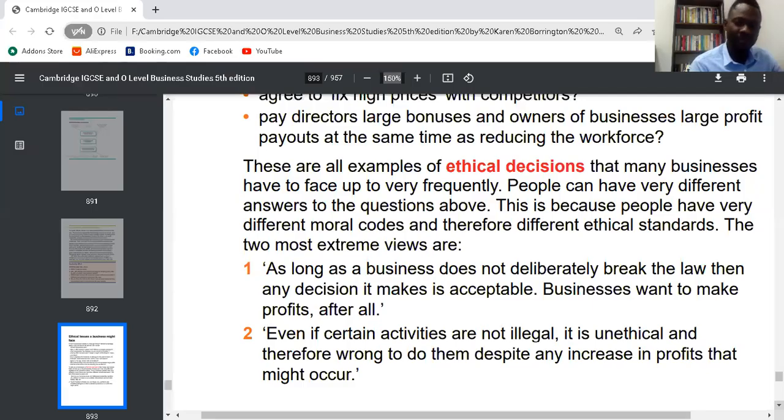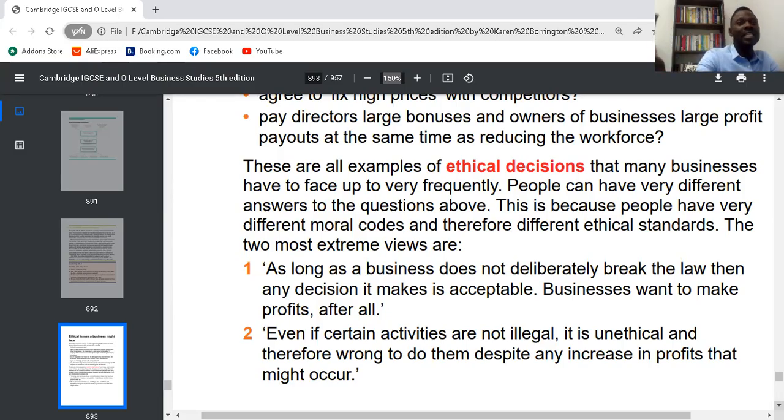Do you get the second point here? It's about making profits. Businesses are made because they want to make profit. But if you are making profit, it shouldn't be to the detriment of stakeholders. That is what they are saying here. If you are putting it at the detriment of stakeholders, it is unethical. That means that if it is not illegal, it doesn't always mean it's ethical. You might see it as ethical, but sometimes it's not. Do you get it?